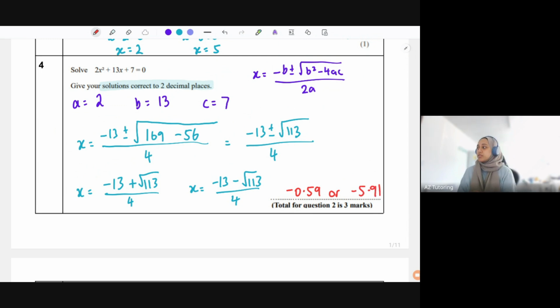So the biggest tip I would give you with the quadratic formula: do it in parts. Don't just stick everything into the calculator because you'll end up getting errors. So just break it down slowly. Okay, so that's question 4.